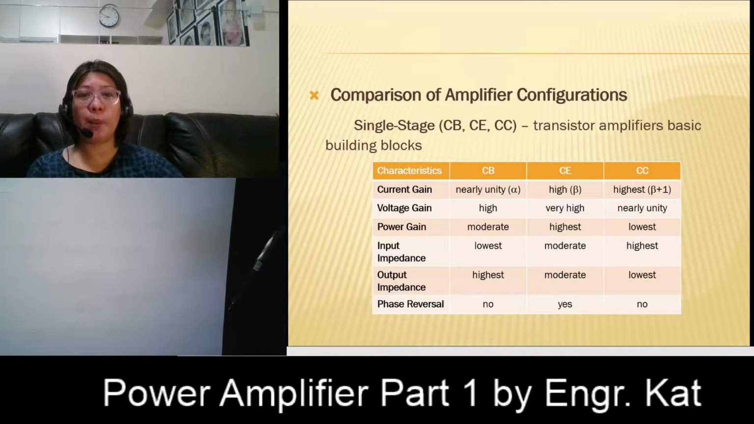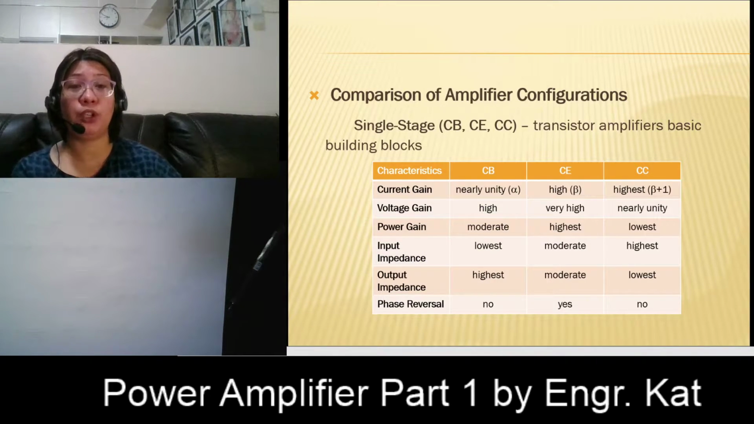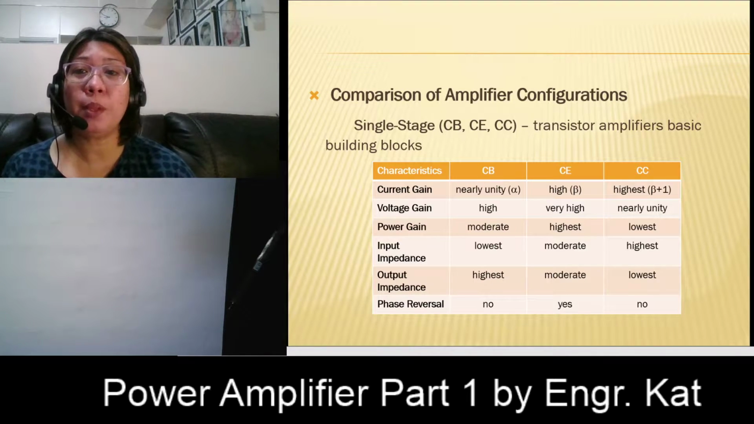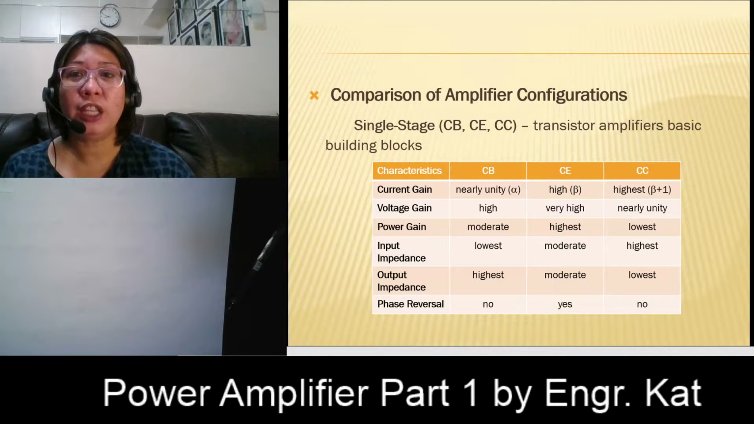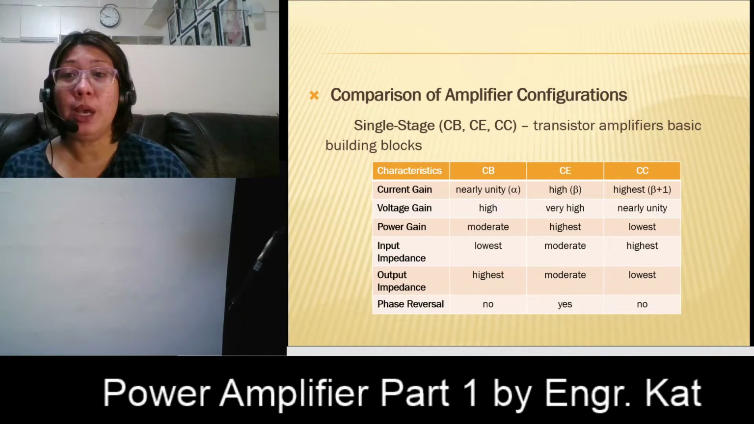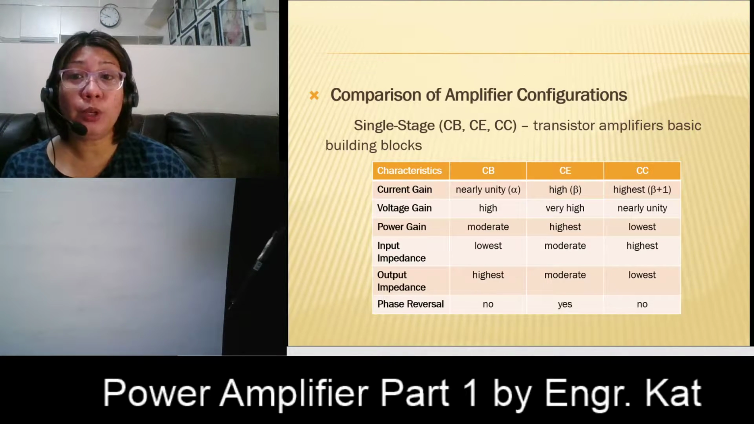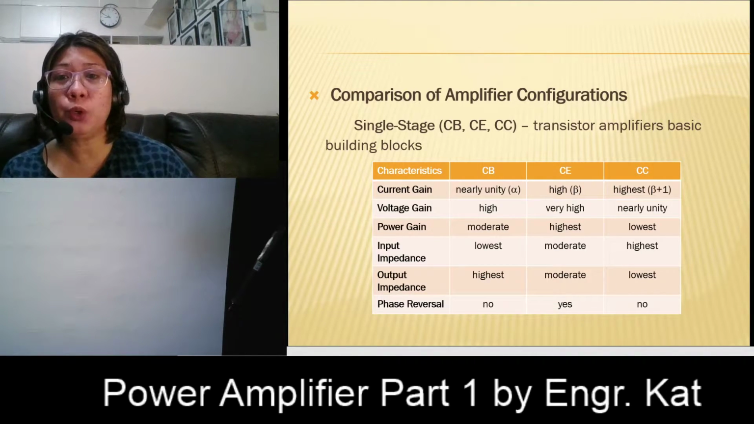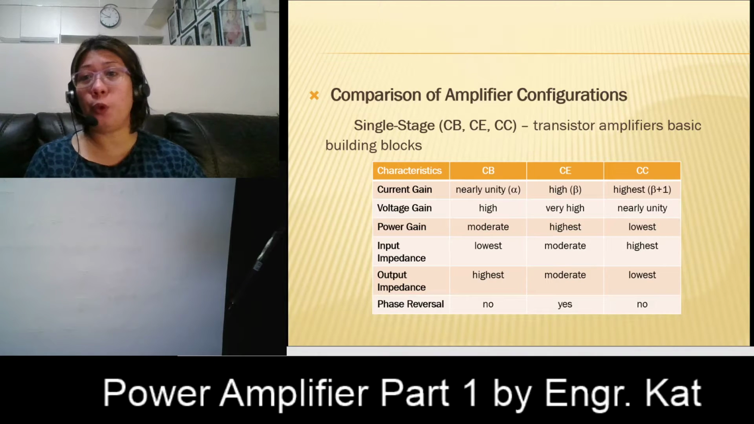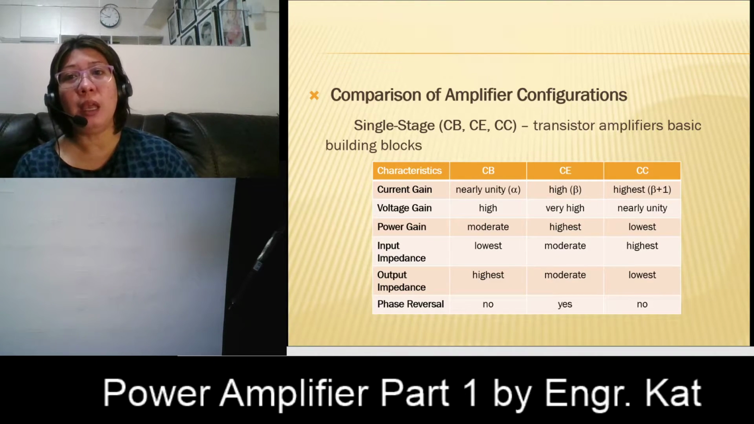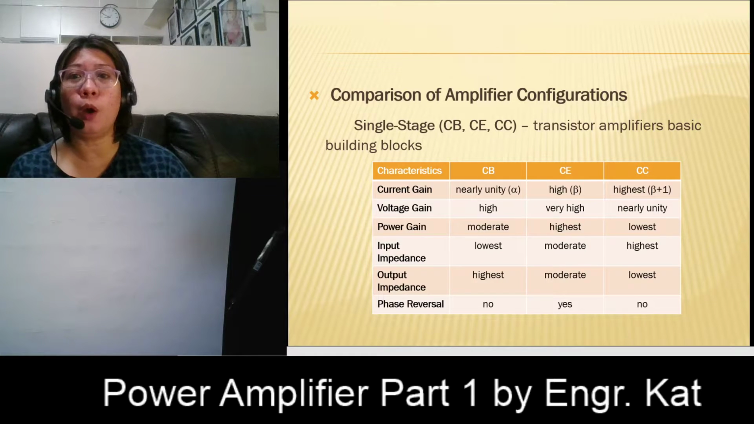So we have here the comparison of amplifier configurations. Okay, so the common base, common emitter, and common collector amplifier configurations are the basic building blocks. We have discussed compound configurations wherein, just like in cascaded amplifiers, we usually combine two or more of these basic building blocks. Okay, so if we want a higher gain, we can cascade two common emitters.